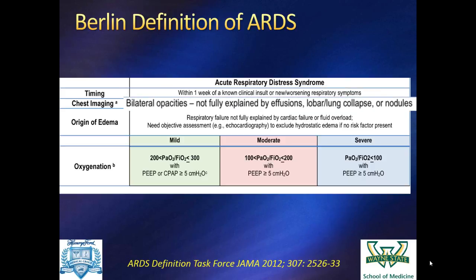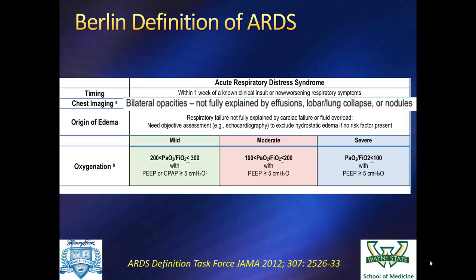So bilateral opacity is not fully explained by effusions, lobar lung collapse, or nodules. It's pretty broad, but at least it's consistent. I mean, somebody with bilateral pneumonia fits, right? It doesn't say not fully explained by pneumonia. It says not fully explained by effusions, lobar lung collapse, or nodules. So anything that's bilateral is consistent with ARDS. Alveolar hemorrhage is consistent with ARDS. It just has to be bilateral.